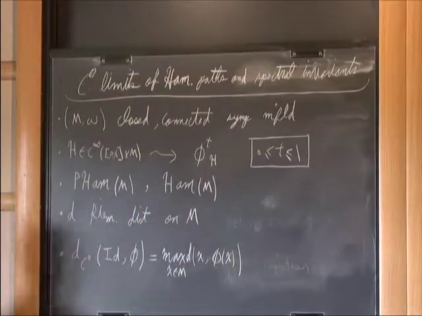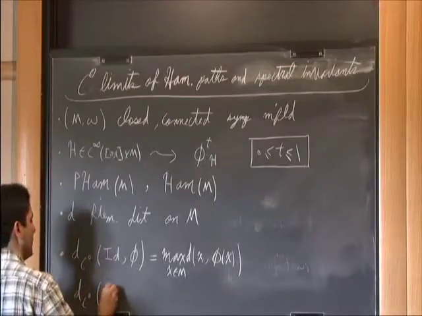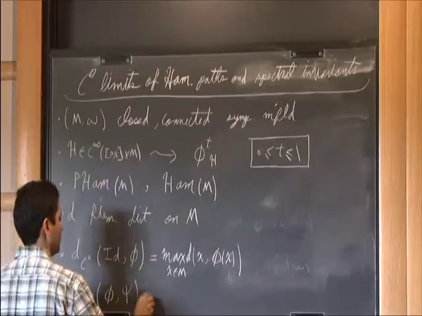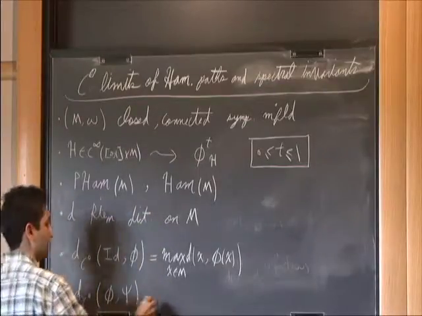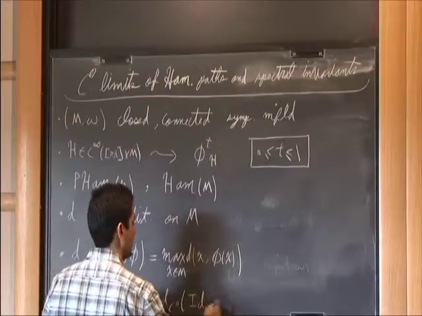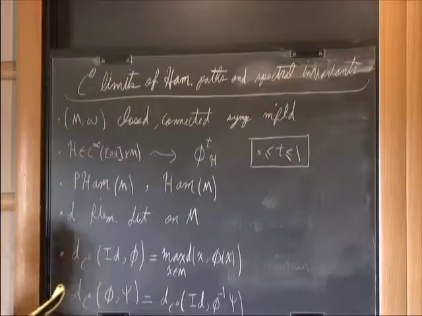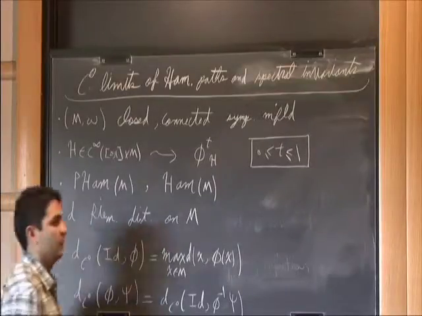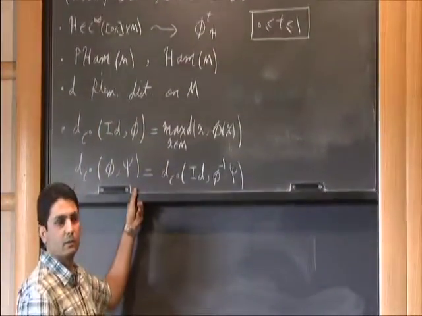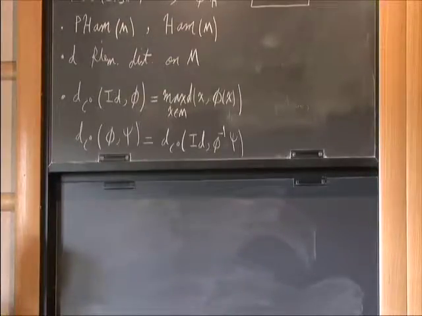That's just the standard C0 distance. Now if you've got two diffeomorphisms, phi and psi, I'm going to define their C0 distance to be the C0 distance between the identity and phi inverse psi. By defining it this way, I've turned it into a left invariant metric. The C0 distance is a left invariant metric on the group of Hamiltonian diffeomorphisms.